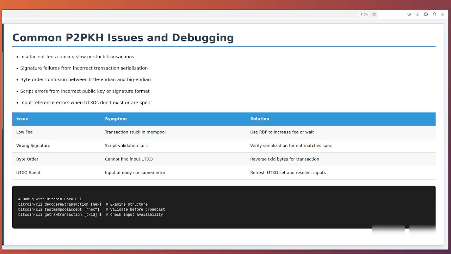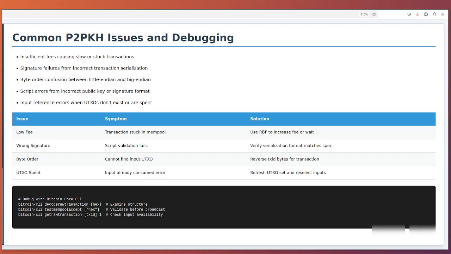Signature failures are another common issue, usually caused by incorrect transaction serialization during signing. The serialization format for signing is very specific. The input being signed must have its ScriptSig replaced with the ScriptPubKey of the output being spent. Other inputs must have empty ScriptSigs, and the SIGHASH type must be appended correctly. Any deviation produces a different hash and therefore an invalid signature. When debugging signature issues, carefully compare your serialization with the specification and use test vectors from Bitcoin's test suite.